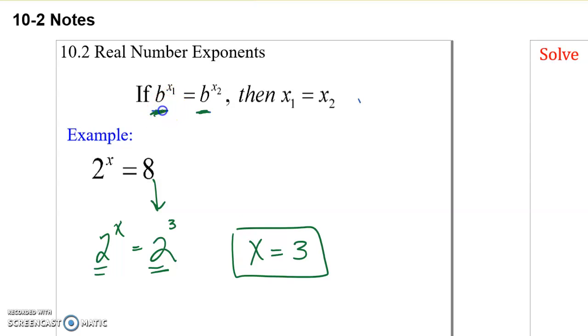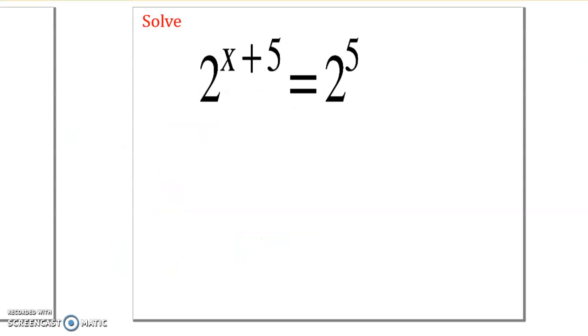We need to get our bases to be the same so that then we can make the connection with the exponent. All right, our first example, let's check out our bases, 2 and 2. The bases are the same, so basically we're going to knock them out and say x plus 5 equals 5, and I'm going to subtract over and x equals 0.